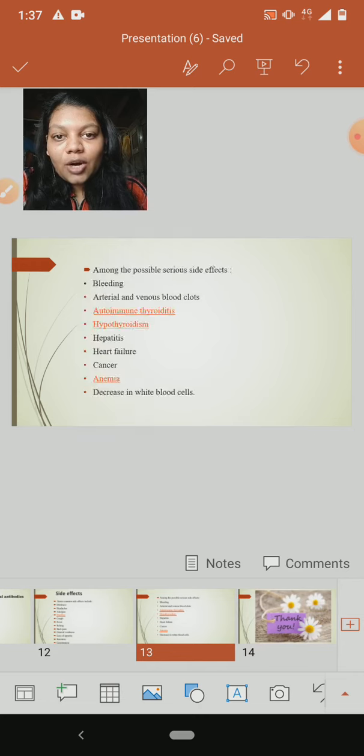Among the possible serious side effects are bleeding, arterial and venous blood clots, autoimmune thyroiditis, hypothyroidism, hepatitis, heart failure, cancer, anemia, and a decrease in white blood cells. A high increase in white blood cells can also cause cancer.